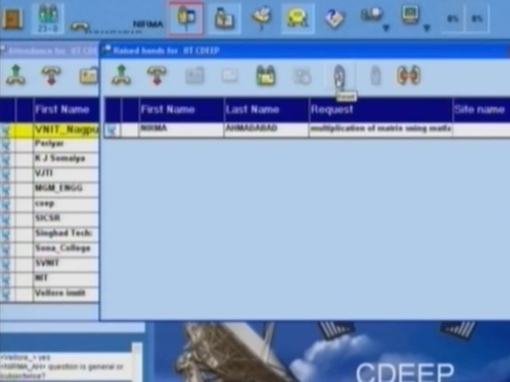I had more than 10 responses last time. Okay, multiplication of matrix using MATLAB. Okay, good, that may be one way. The problem with MATLAB is just A into B will give the matrix multiplication. Since we are looking at C and C++, can we look from the C and C++ side?